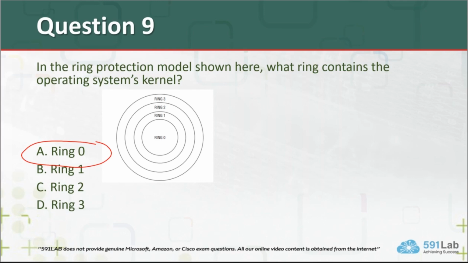Conceptually, ring 1 contains other operating system components. Ring 2 is used for drivers and protocols. And the user-level programs and applications run at ring 3. Rings 0 through 2 run in privileged mode, while ring 3 runs in user mode. It's important to note that many modern operating systems do not fully implement this model.